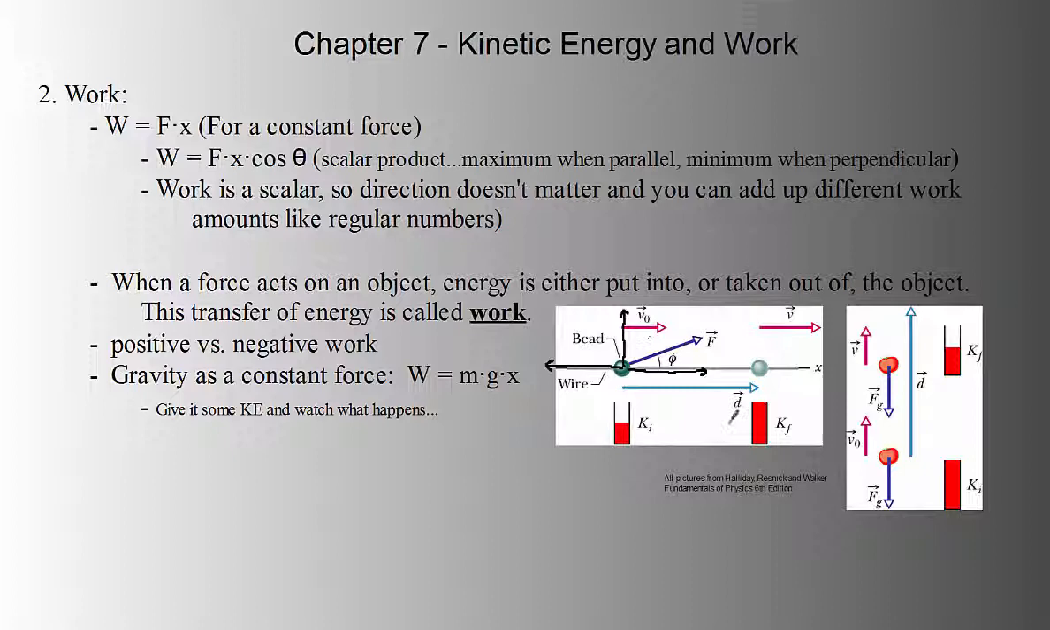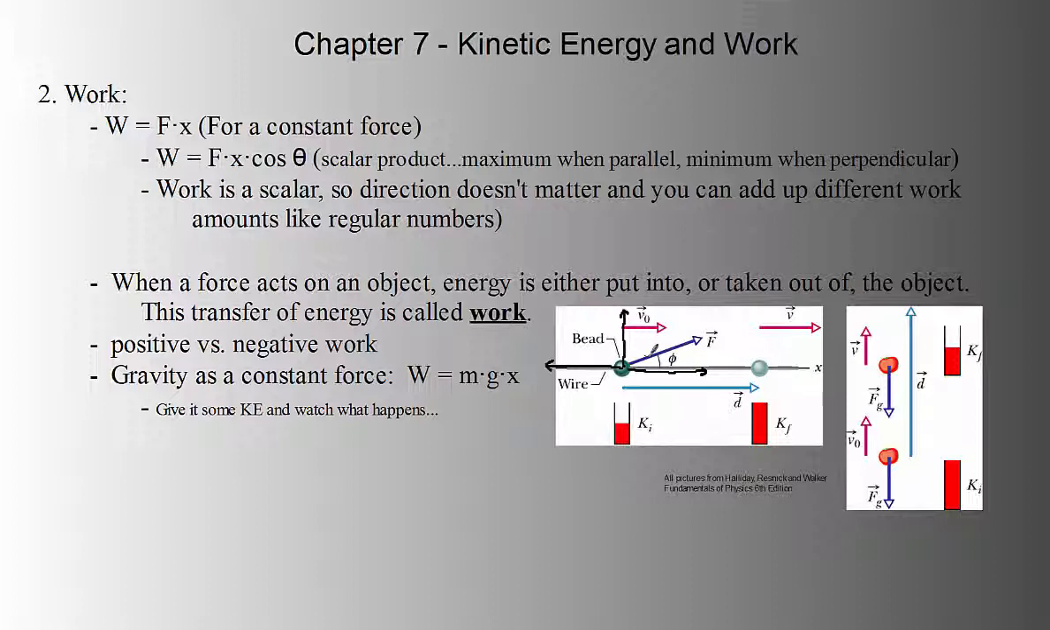So if the force is up that way, you get no work done, interestingly enough, because that won't put any energy into it, or take any energy out of it from that force in particular. Now that'll be more clear when we talk about gravity, but we'll get to that later. So long story short, work is a scalar. Direction doesn't matter. This is called the scalar product, and so when you multiply these, you end up not with a vector but with just a magnitude. So direction doesn't matter, and you can add up different work amounts like regular numbers to get the net work. And depending on your angle, work is either positive or negative.